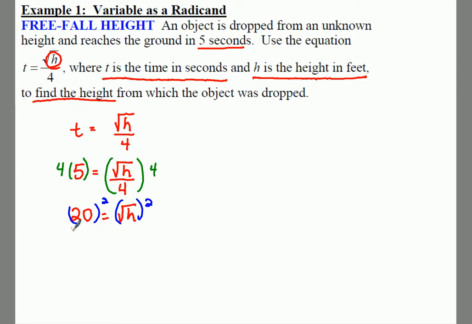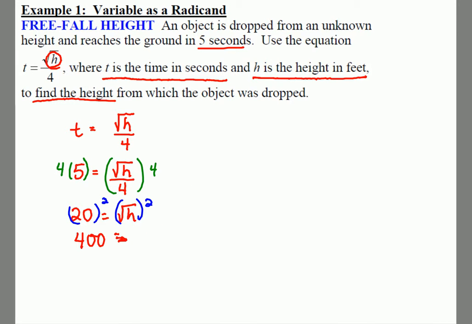And 20 squared is 400, and we have the square root of h squared ends up and just, oh, what in the world is happening here? Sorry about that, I got a little crazy. Oh, it's still going to look, there we go, fixed it.